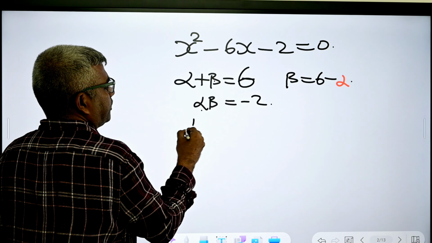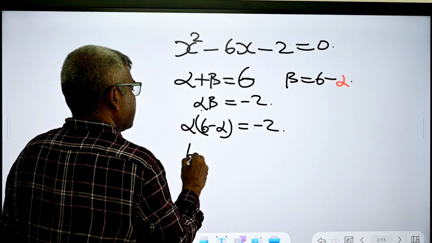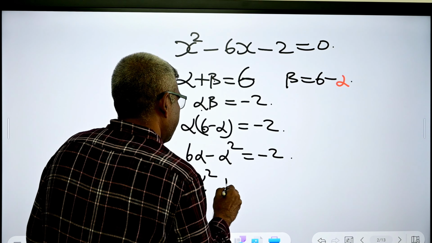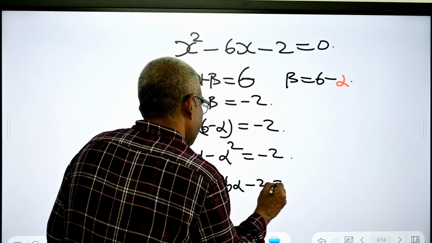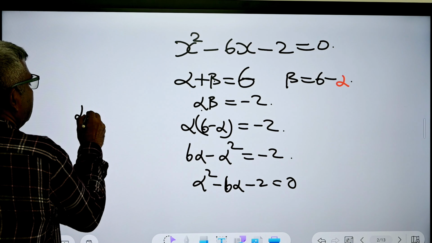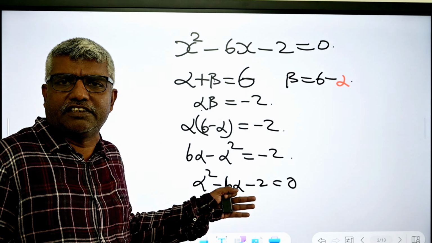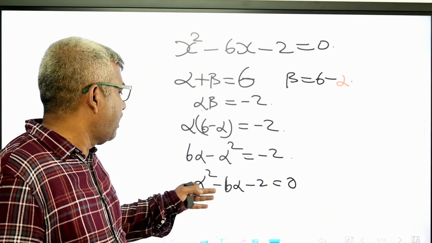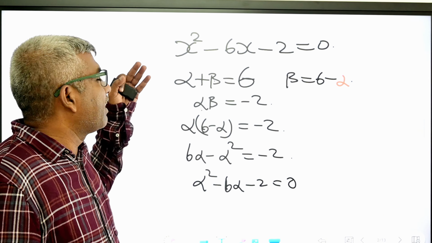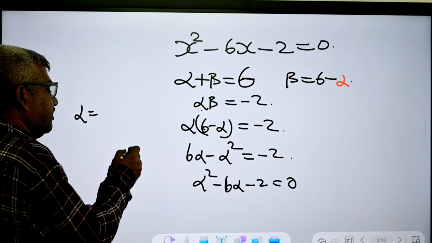So here you substitute: alpha times (6 minus alpha) is equal to minus 2. 6 alpha minus alpha squared equal to minus 2. Alpha squared minus 6 alpha minus 2 equal to 0. So it is a quadratic equation. We cannot factorize. It will come in the fraction. So alpha value will be in the fraction, beta value is also in the fraction. Then alpha power 10, beta power 10 is very difficult to find out. So this method will not work out.